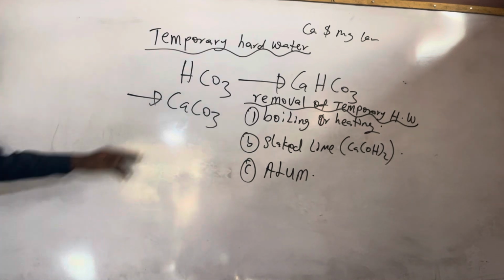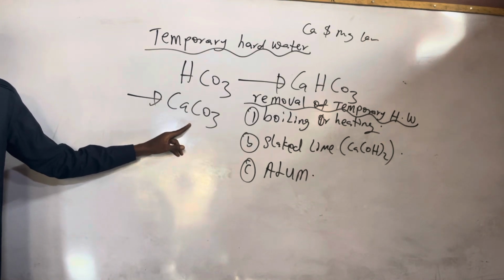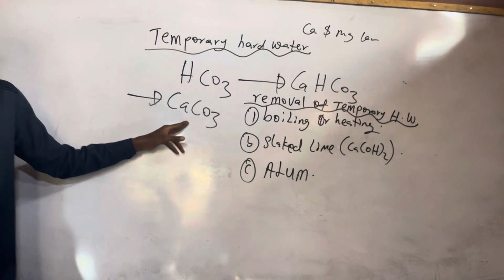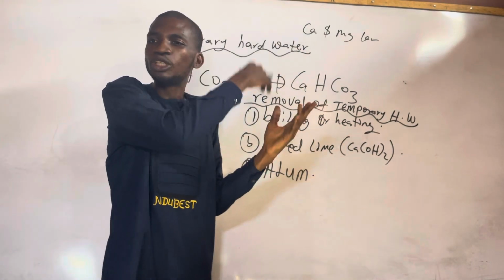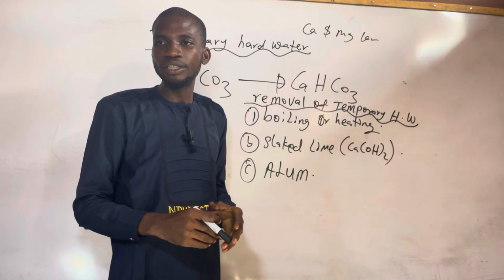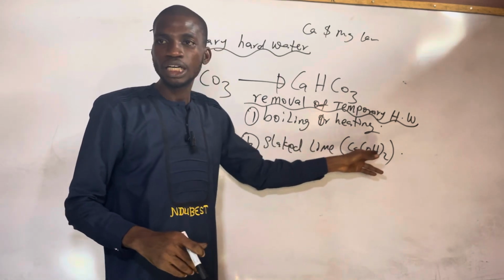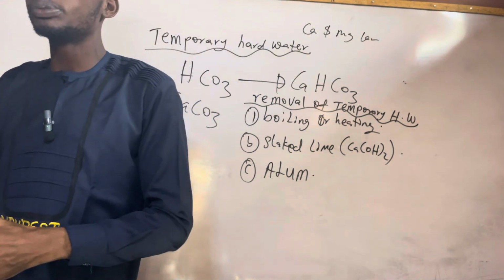When you want to remove this one, is this a hardness? Is it causing hardness? Is it soluble? Remember I told you all sorts of trioxocarbonate are not soluble except sodium, potassium, and ammonium. So this one is not soluble, but this one is soluble. So you need to boil it so that they will form insoluble salts. Either you boil or you heat, or you use calcium hydroxide, or you use alum.